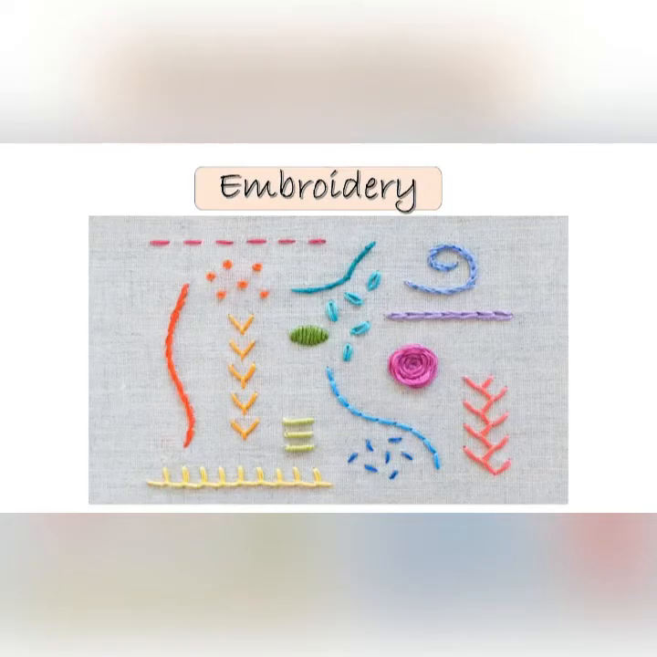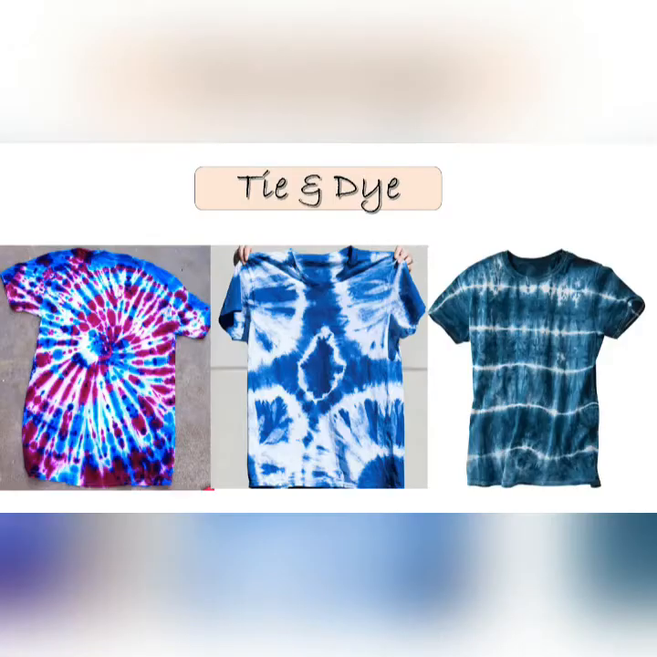The third type of design is embroidery. We use needle and thread to make different embroideries. And the fourth type of design is tie and dye. In this, the fabric is tied using different techniques and is then dyed.